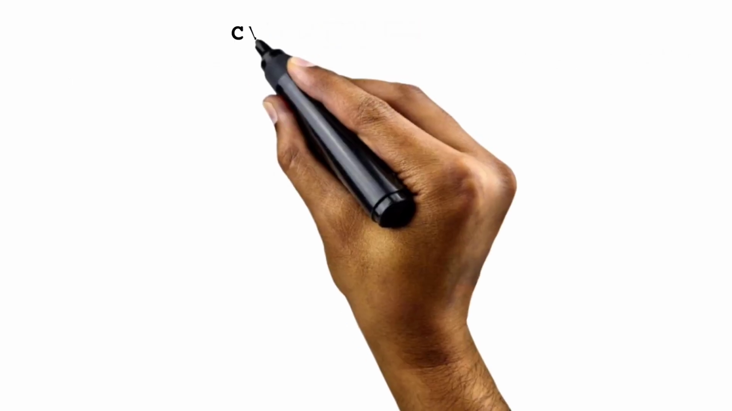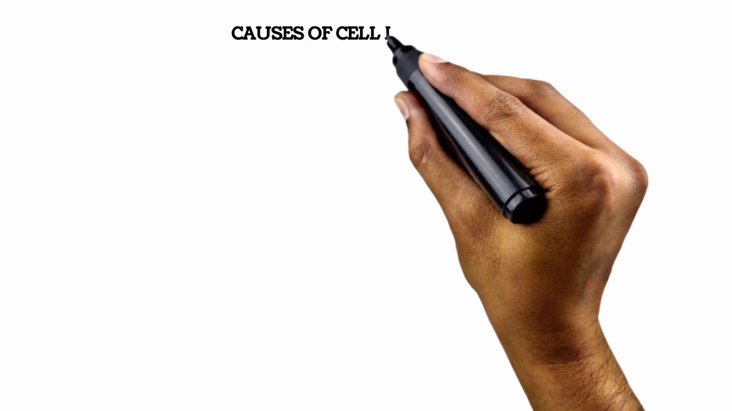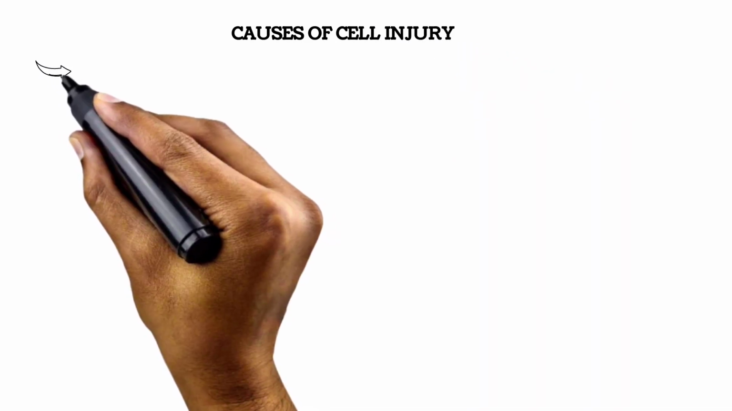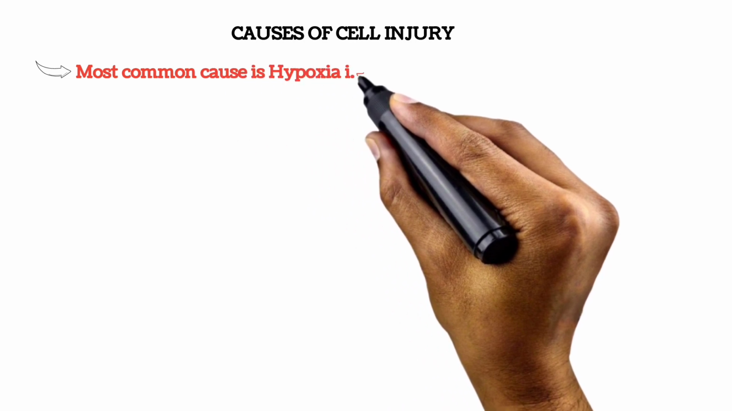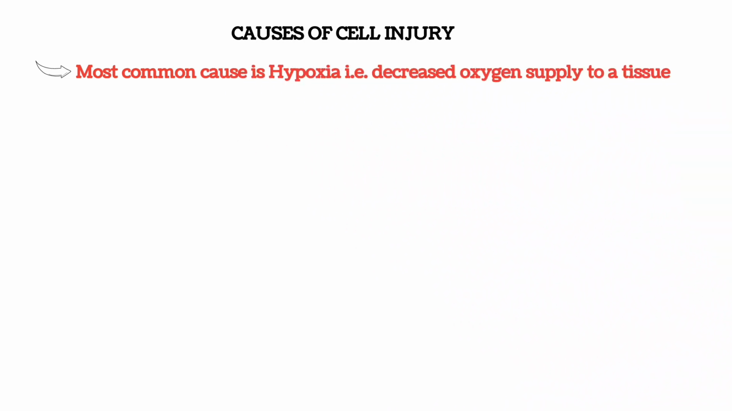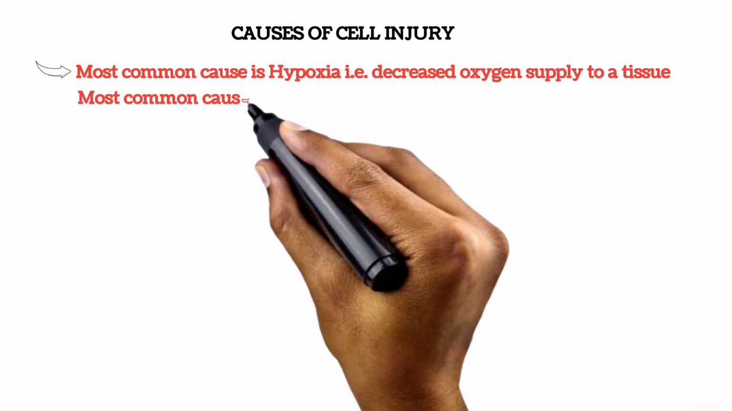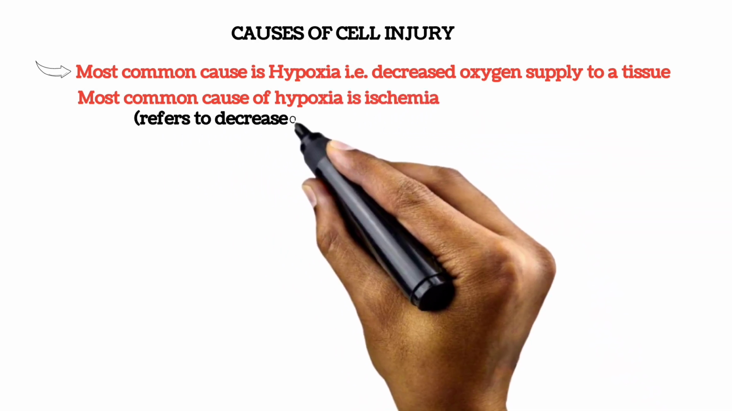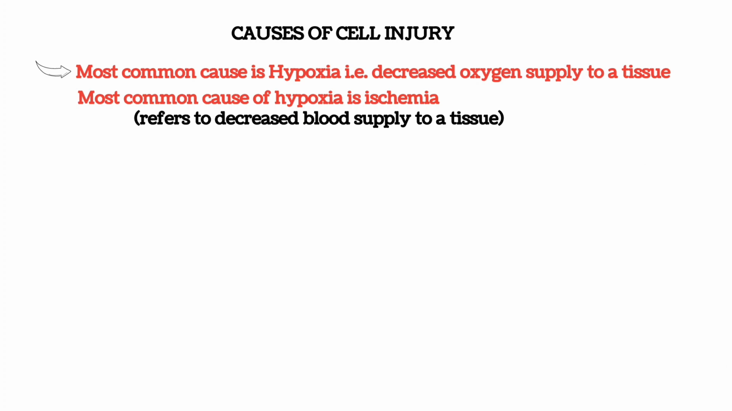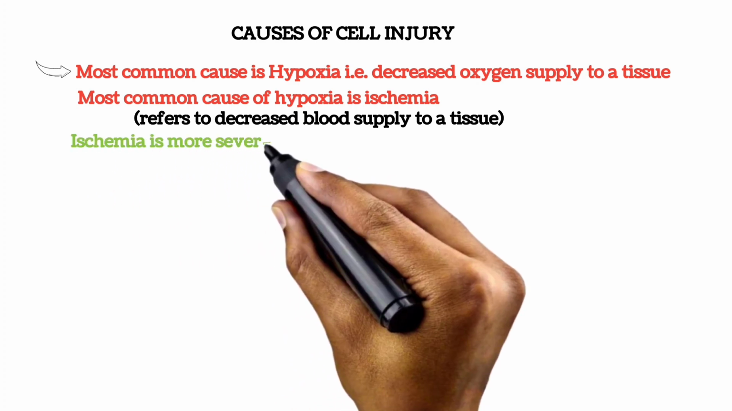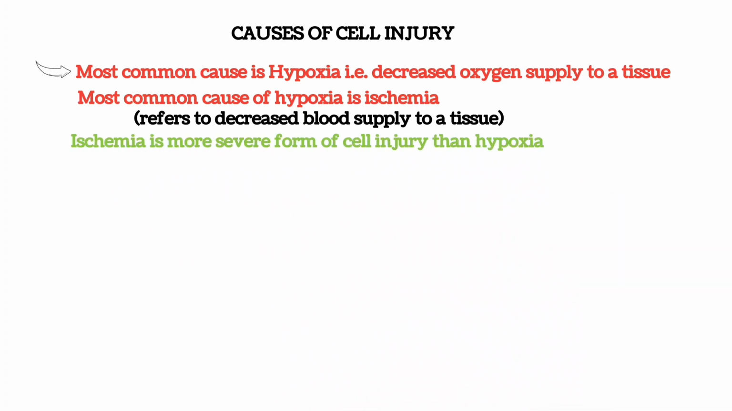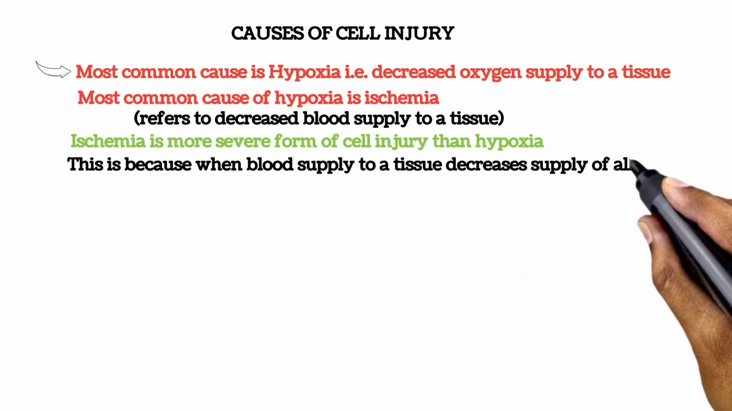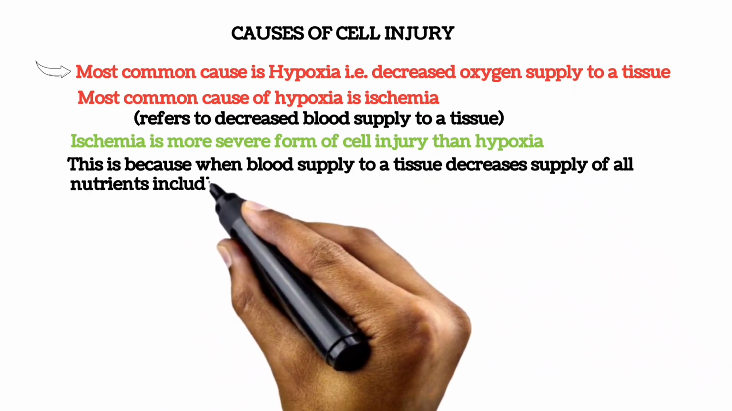First, let's see the causes of cell injury. The most common cause and most important cause of cell injury is hypoxia. It means decreased oxygen supply to a tissue. And the most common cause of hypoxia is ischemia, which refers to the decreased blood supply to a tissue. Ischemia is a more severe form of cell injury than hypoxia. This is because in ischemia, not only oxygen supply is diminished, but also the supply of all nutrients along with oxygen is diminished to the tissue.